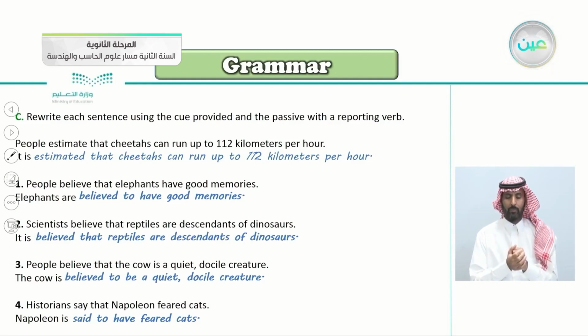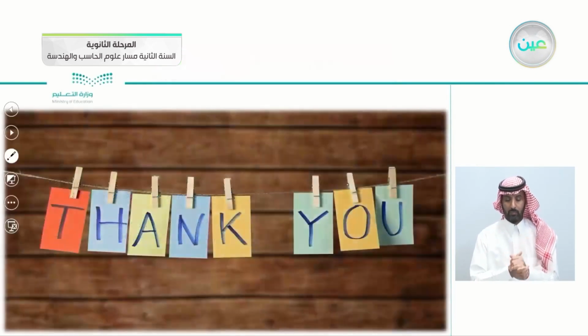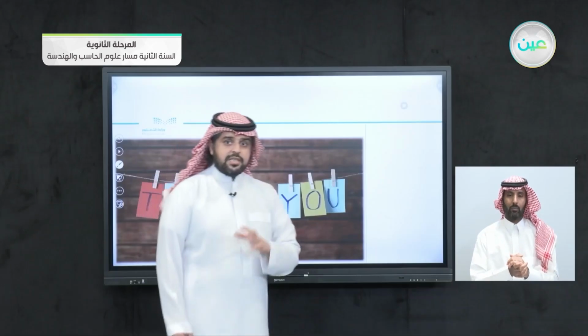So when the verb is believe, we say believed. When the verb is say, we say said. When the verb is estimate, we say estimated. The reporting verb is according to the main verb in the sentence. And with that, we reach the end of this lesson.